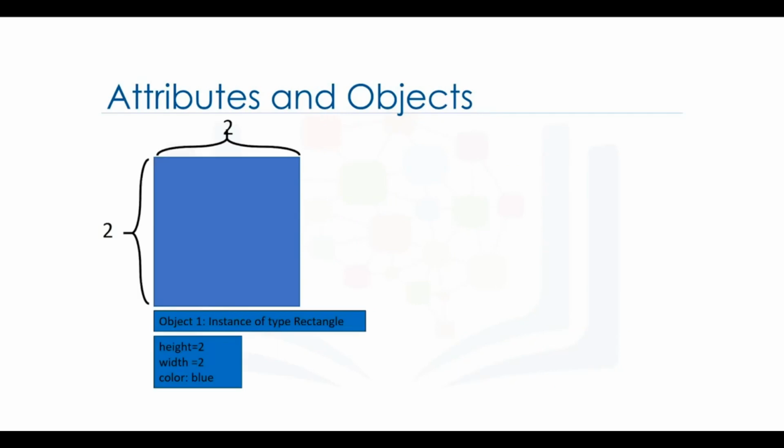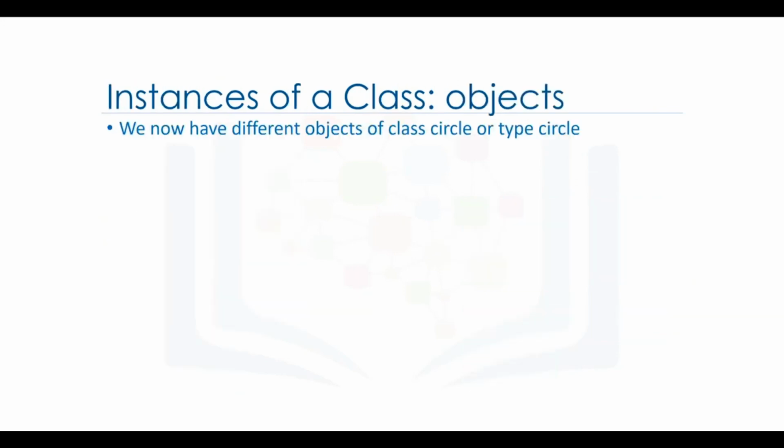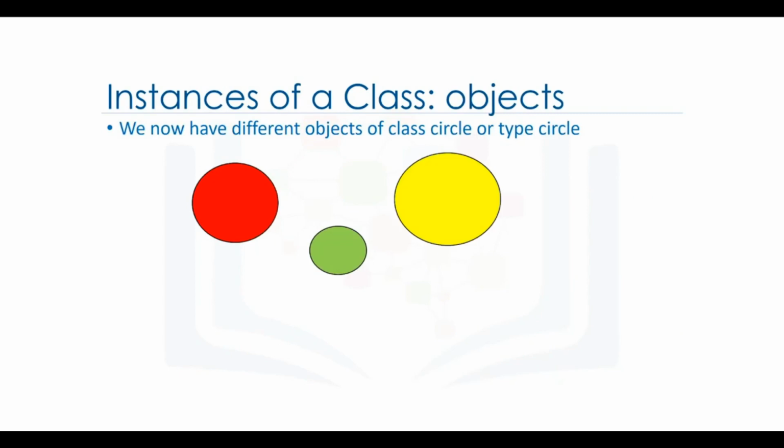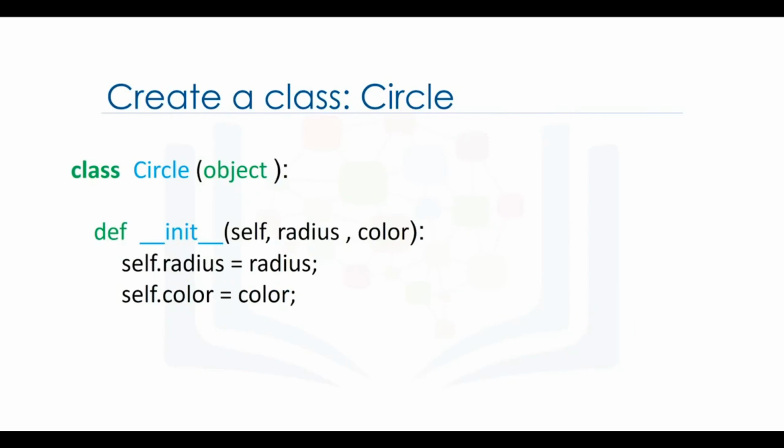We can also create an object that is an instance of type rectangle. The color data attribute is blue, and the data attribute of height and width is 2. The second object is also an instance of type rectangle. In this case, the color data attribute is yellow, and the height is 1, and the width is 3. We now have different objects of class circle or type circle. We also have different objects of class rectangle or type rectangle. Let us continue building the circle class in Python. We define our class.